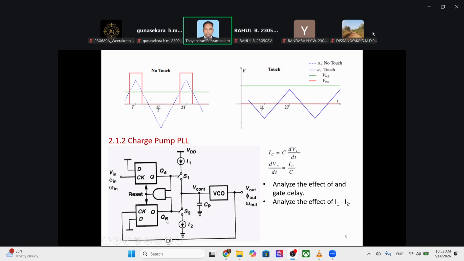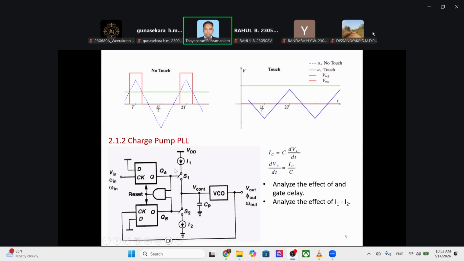When QA and QB are equal to 1, the AND gate output is 1, so it issues the reset. Therefore, QA and QB go to 0. But if only one turns on, there's no reset, because in order to have the reset, both have to be 1. So what's going to happen? Suppose I get the positive edge first in the external clock, so QA is going to be 1, whereas QB is going to be 0.